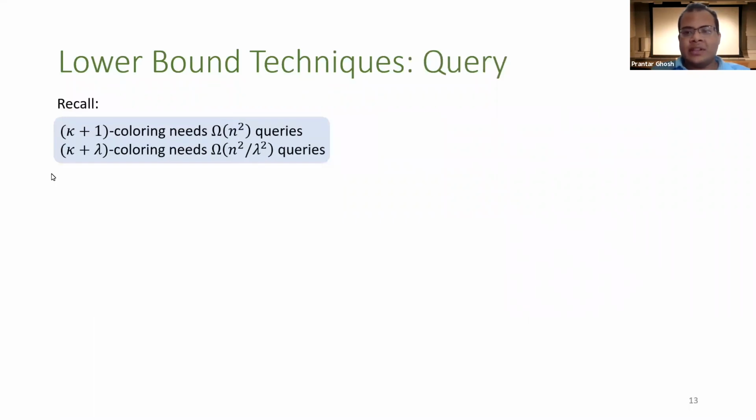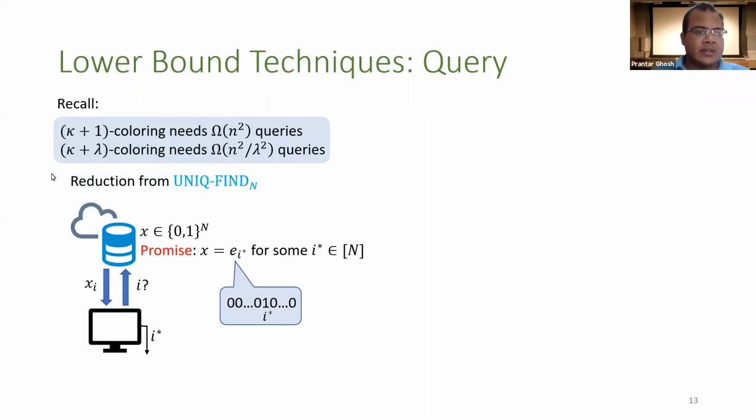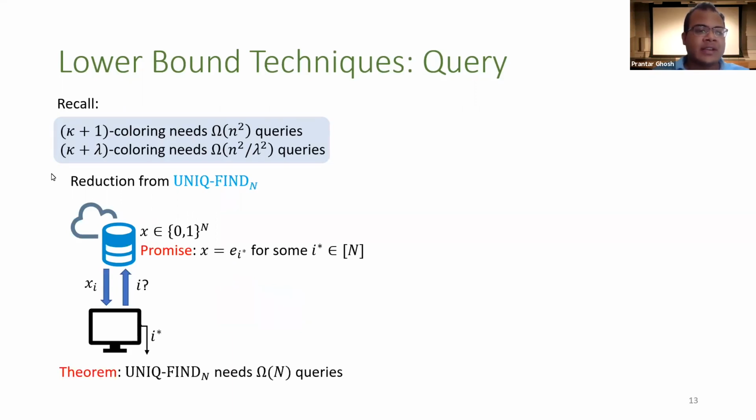Turning to the query model, we reduce from the following unique find problem. Here the oracle has a string x of size n, and the promise is that it's a unit vector, in the sense that there is a single special index i star where the bit is 1 and all other bits are 0. We can query the individual bits of x to the oracle, and making as few queries as possible, we want to output this special index i star. It is known that the unique find problem requires omega n many queries.